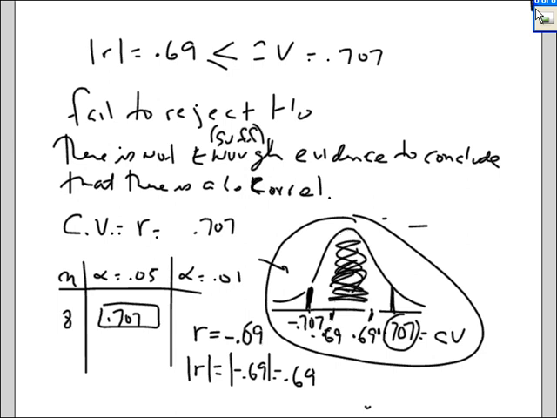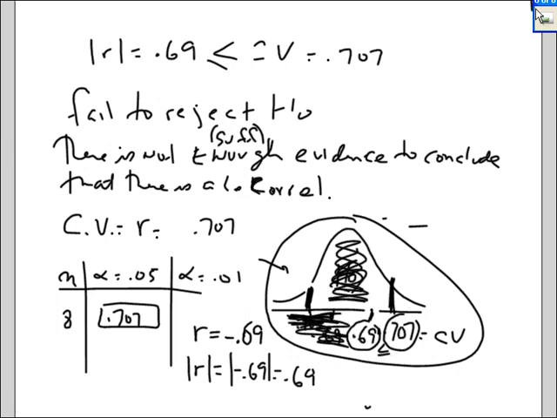If you're in between, you fail to reject H0. It's always been that way. So you have two ways of doing it. You can always take the absolute value of R and only have a one tail. That is, only put this line here. And since 0.69 is less than 0.707, our critical value, we fail to reject H0.